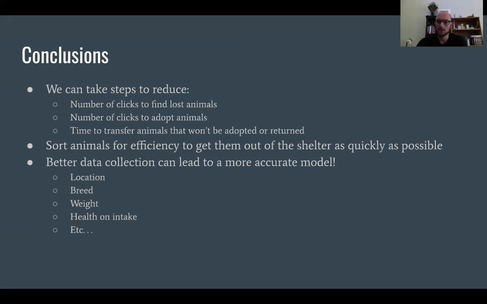So we could do a little better to collect data. Location especially was pretty messy. Sometimes it was just the city of Austin. Sometimes it was a specific address. So in the future, collecting longitude and latitude data would help a lot. We could even create a map showing where the animal was found or brought in, and that could help quite a bit too. There's no weight data. There's only vague health on intake data. So boosting that could help a lot too.